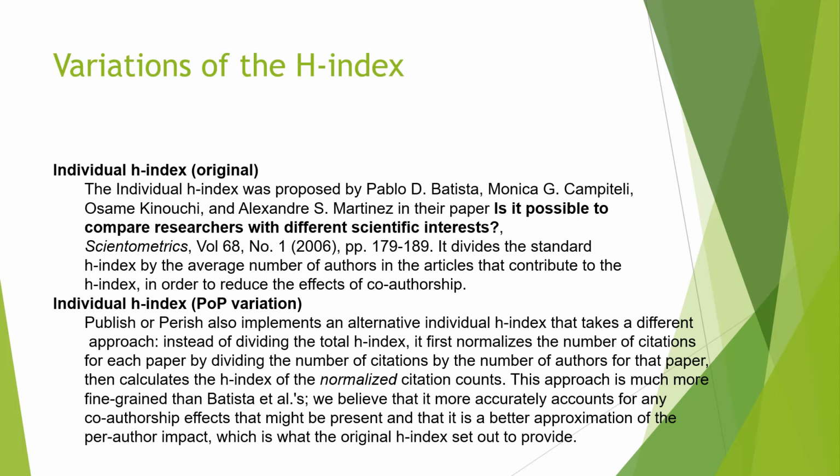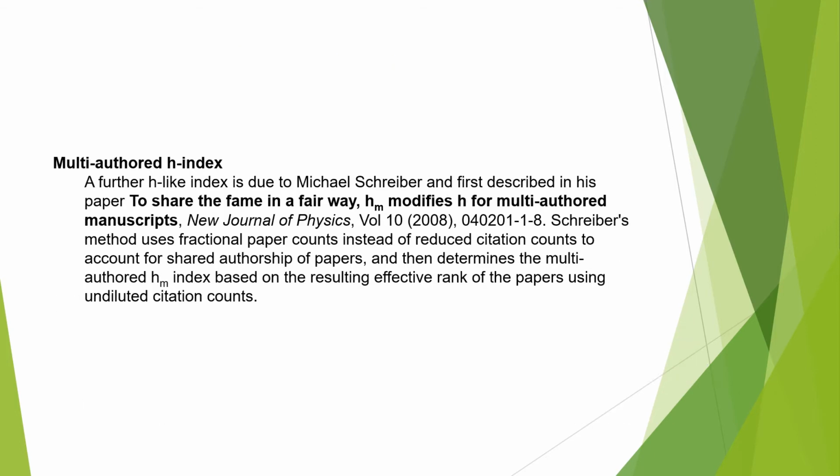Another interesting thing with the H-index is that it didn't compensate in any way for multiple authors. So the individual H-index is one of the ones that does this. It averages the number of authors in the articles that contribute to it in order to reduce the effects of co-authorship. The second one listed does the same thing actually, but it's the one that's used by Publish or Perish, one of the tools that is used for citation analysis.